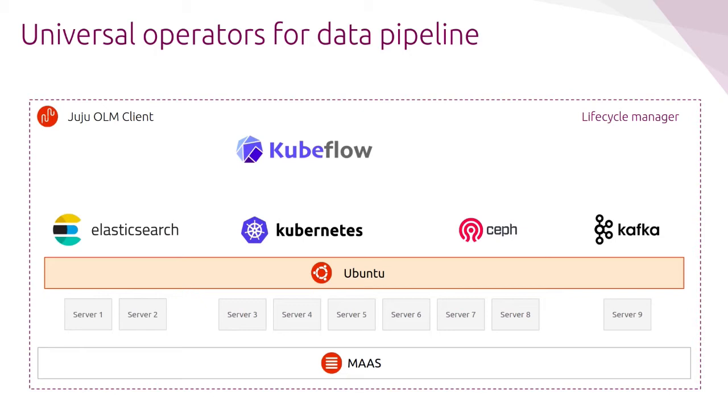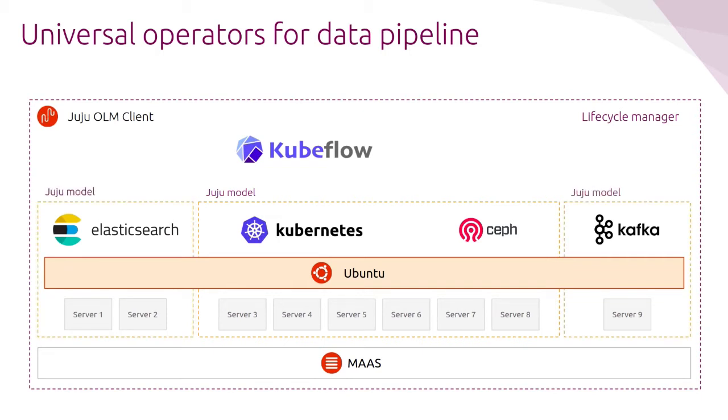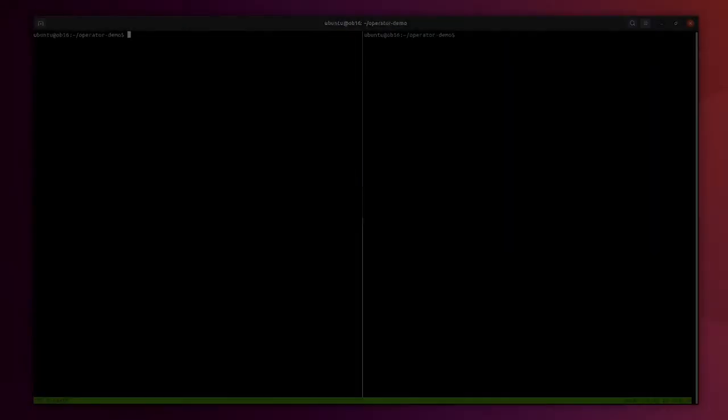We will first deploy Kubernetes and Ceph using a single model. This means that Kubernetes and Ceph will be co-hosted on the same bare metal nodes as a hyper-converged approach. Then, we will deploy a second model for Elasticsearch and a third one for Kafka. The same Juju controller will be used to deploy Kubeflow on top of Kubernetes.